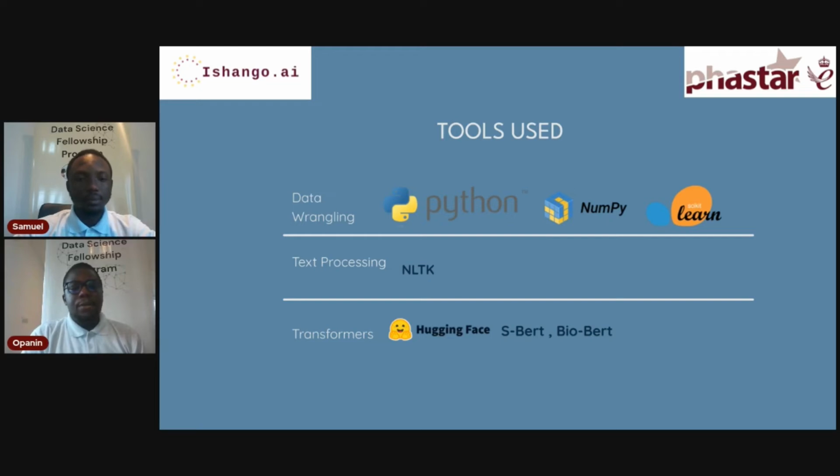So these are the tools that we used. We used Python, NumPy, and sklearn. And for our text processing, we used the Natural Language Toolkit. And for our semantic understanding, we used SBERT.